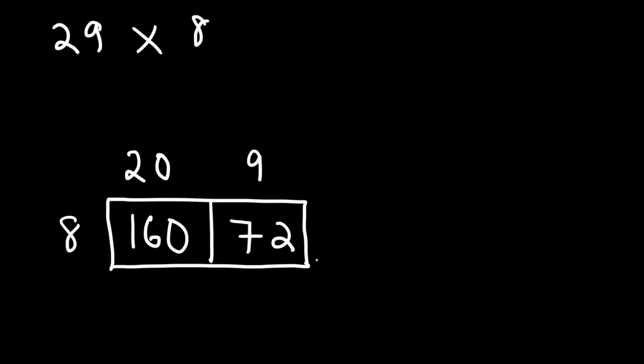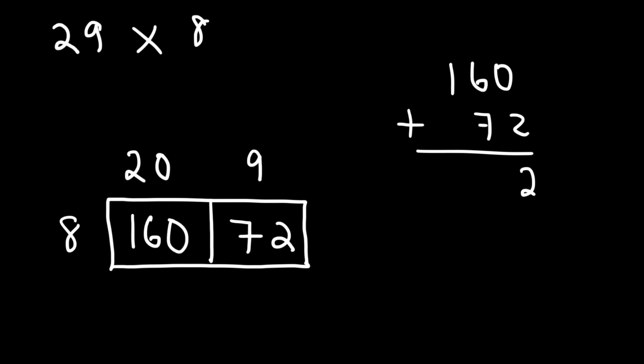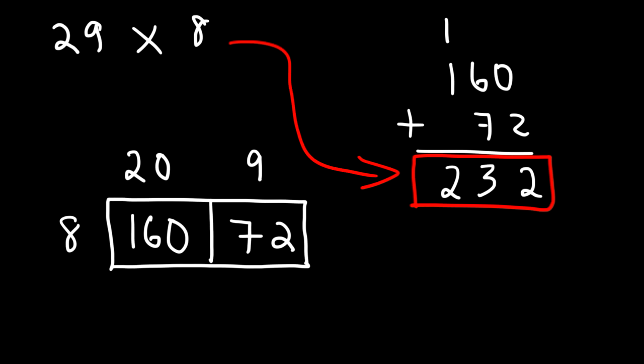And so once you fill in these boxes, all you need to do is add the numbers in the boxes. So we got to add 160 and 72. So 2 plus 0 is 2, 6 plus 7 is 13, carry over the 1, 1 plus 1 is 2. And so our answer is 232. Now, if you have a calculator, type in 29 times 8, and you should get 232, just to check your work to make sure you did it correctly. And so that's the basic idea behind area multiplication.